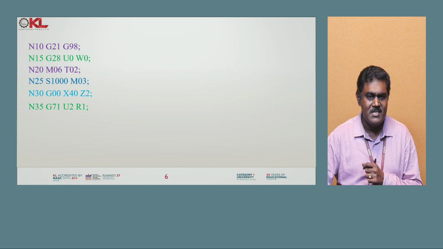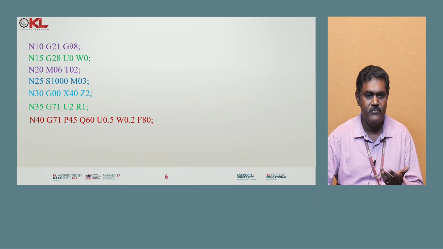Then you can use G71 U2 and R1, this is the multiple turning cycle, and G71 P45 Q60 U0.5 W0.2 and F80, and these 0.5 and 0.2 are the finishing allowances which are removed using the finishing cycle. Okay, now the rough turning cycle is completed.